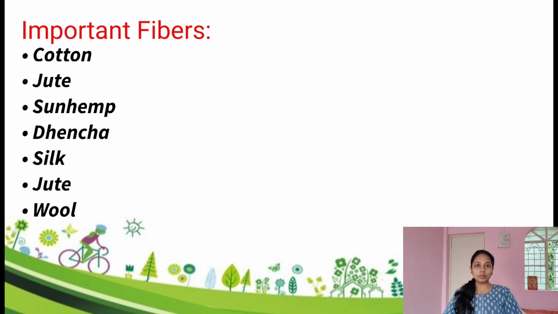So first is cotton, second is jute, third is sunhemp, fourth is dencha, fifth one is silk, next is jute and wool. So these are important fibers. Then commercial and fodder crops.